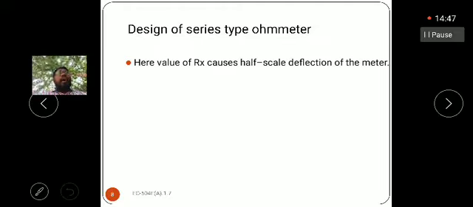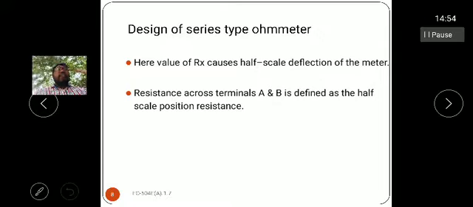Here the value of Rx causes the half-scale deflection of the meter. The resistance across the terminals A and B is defined as the half-scale position resistance. If intermediate values are taken, the full scale deflection shows half, and the resistance across the terminals A and B is defined as the half-scale position resistance.